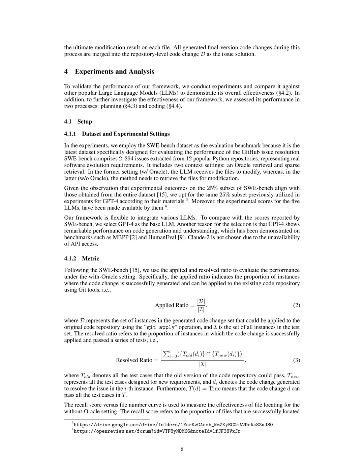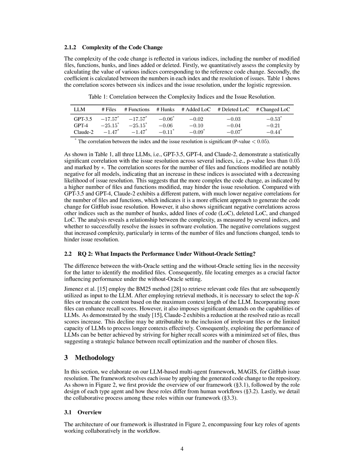The applied ratio indicates the proportion of instances where the code change is successfully generated and can be applied to the existing code repository using Git tools. On the other hand, the resolved ratio refers to the proportion of instances in which the code change is successfully applied and passes a series of tests.